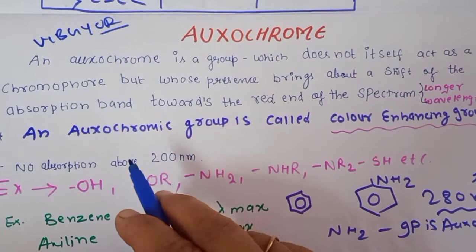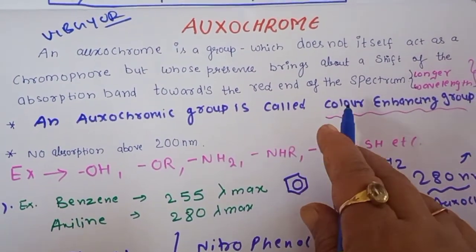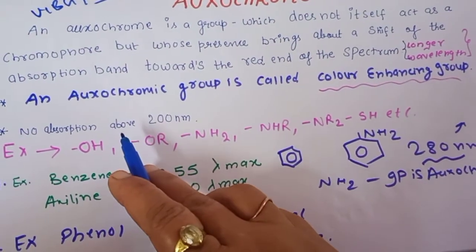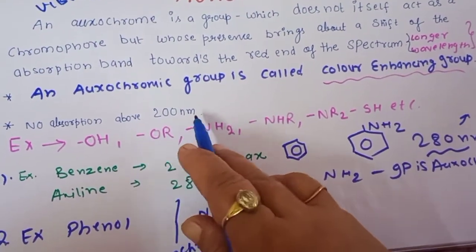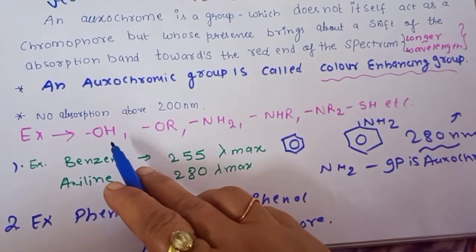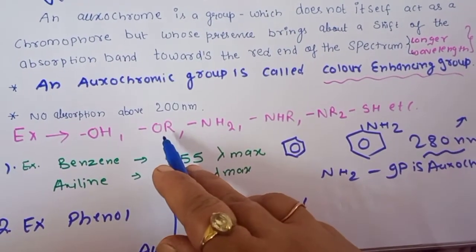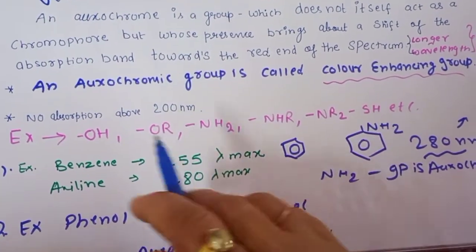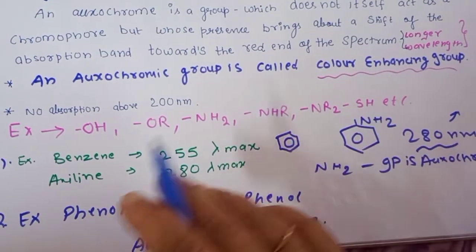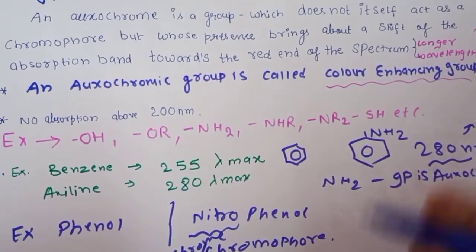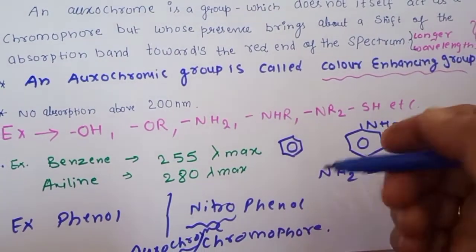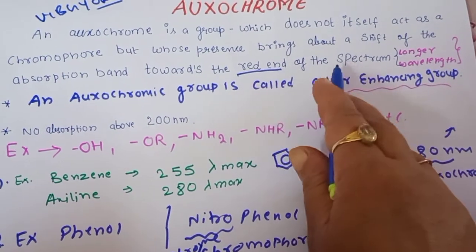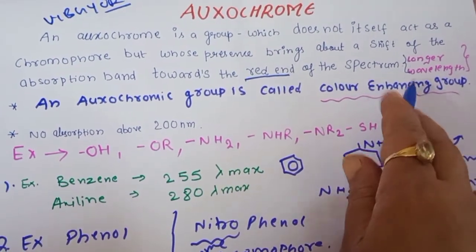So what is an auxochrome? It is a group which will enhance the color, a color enhancing group. It does not absorb in any range above 200 nanometers. Some examples: the phenol group, OH, the alcoholic group, the alkoxy group, amines, or the thioalcohol groups, etc. All these behave as auxochromes. They alone cannot do anything, but if they are present, they will increase the absorption maximum, meaning the spectrum shifts towards the red end of the spectrum. So they are color enhancing groups. Auxochromes are color enhancing groups.